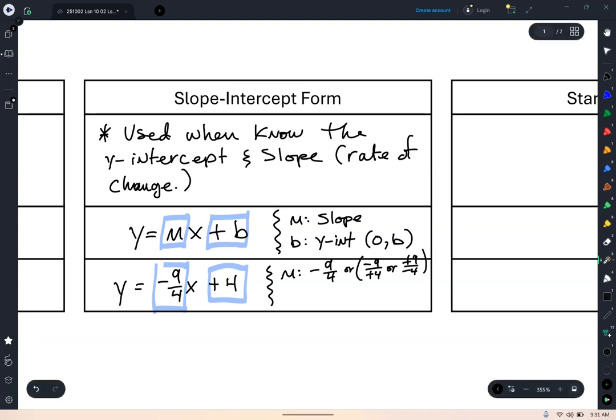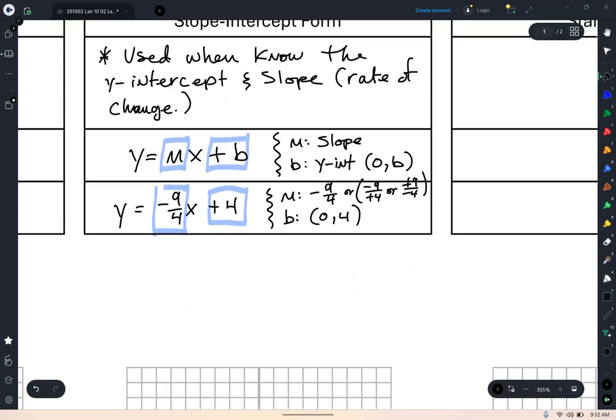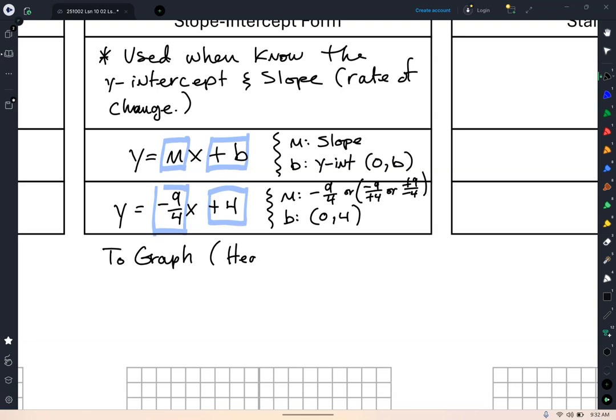Now, we know that our y-intercept here is going to be (0, 4). Okay? Everybody good so far? This should be easy, right? Big review. Okay. All right, so let's do this. We're going to say to graph, and then in parentheses, we're going to put heads to tails.